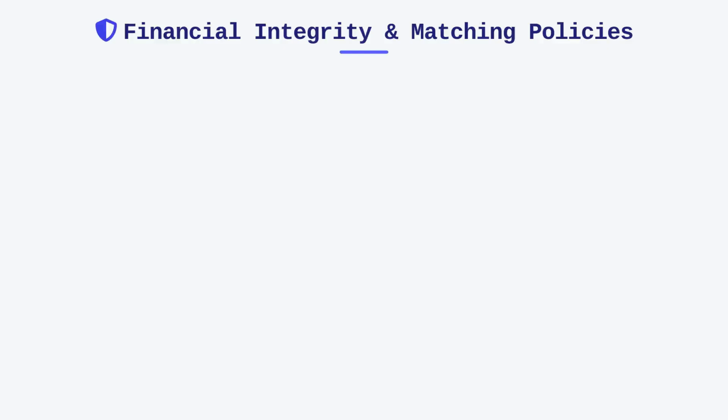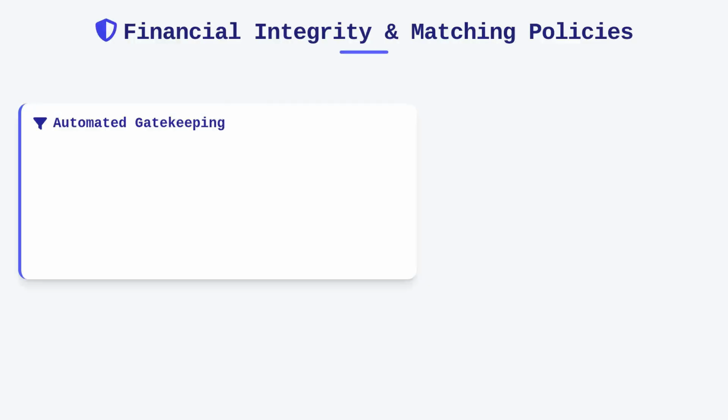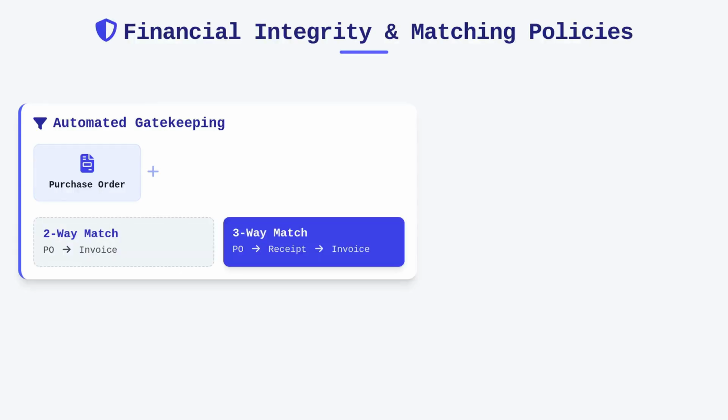To maintain financial integrity, we must implement matching policies that act as automated gatekeepers for the procurement lifecycle. The system provides the flexibility to define two-way matching, which compares the purchase order and the vendor invoice, or three-way matching, which additionally incorporates the product receipt into the validation process. These policies are essential for preventing overpayment by cross-referencing the quantities received against what was originally ordered and what the vendor has claimed on their invoice.